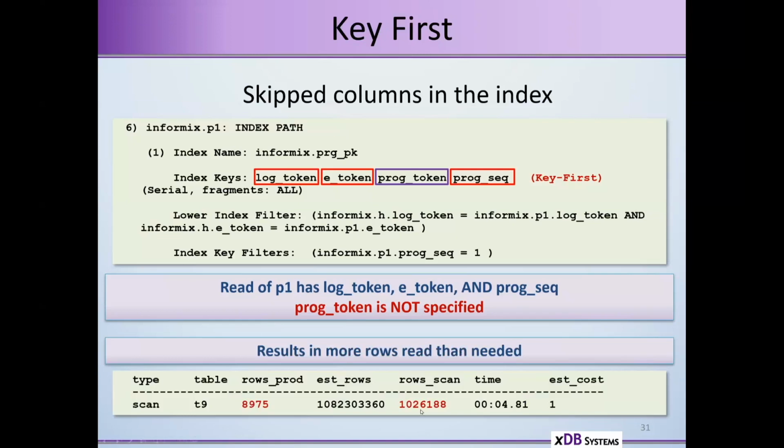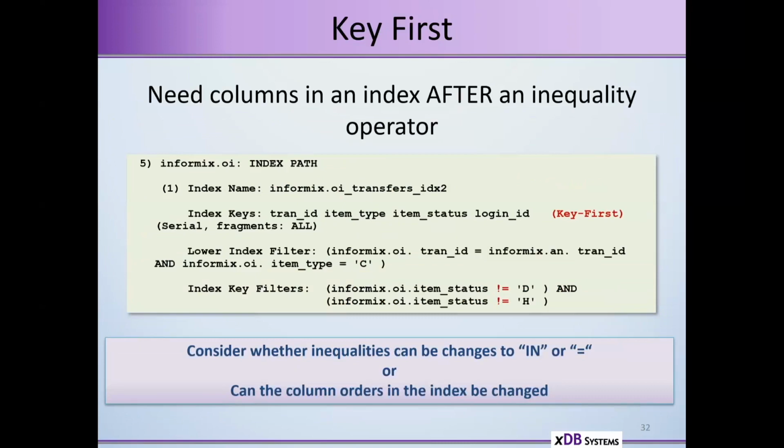We read just over 1 million records, and we needed about 9,000. The rest failed this key filter because our program sequence is not 1 in this case. And we know that this is only part of a larger query, that just this part of the query took almost 5 seconds. And this was used a lot. So by changing the order of the sequence here, we saved ourselves a lot of time.